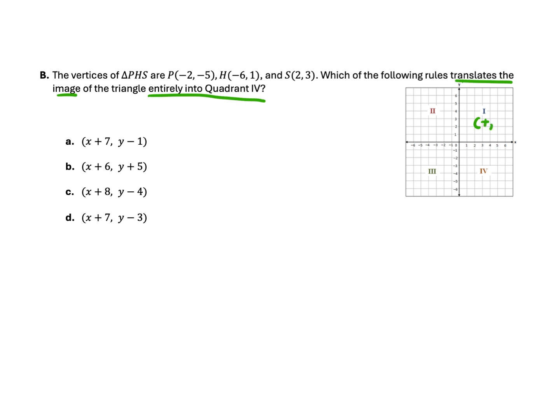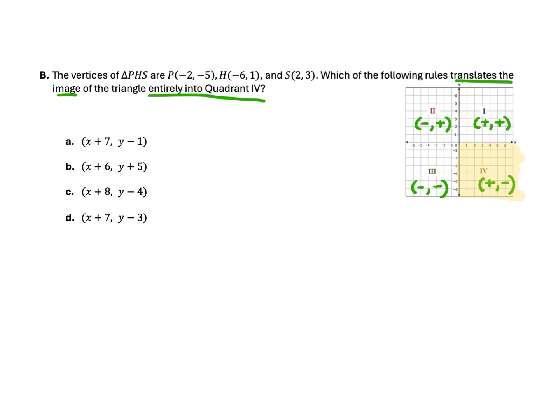Quadrant 1 has a positive x value and a positive y value. Quadrant 2 has a negative x and a positive y value. Quadrant 3 has negative x and negative y values. And quadrant 4 has positive x, negative y. So we want to end up getting into quadrant 4. So we need to figure out which of those rules in the multiple choice options gets all the x's to be positive and all the y's to be negative.